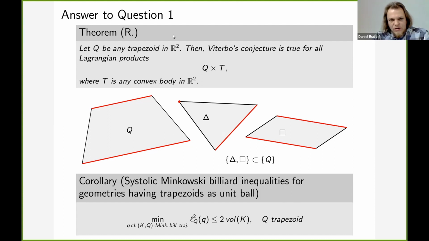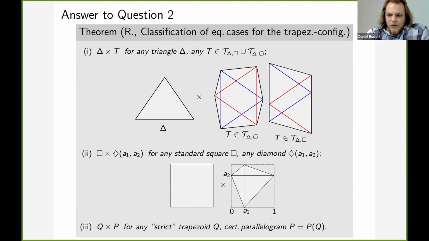This result is an extension of a result by Alexey Balitskiy some years ago, who proved that Viterbo's conjecture is true for these triangle and parallelogram configurations, and this theorem can now be seen as a generalization to the trapezoid configuration. An immediate consequence is that one can solve some of the systolic Minkowski billiard inequalities, namely the ones where the unit balls are trapezoids.